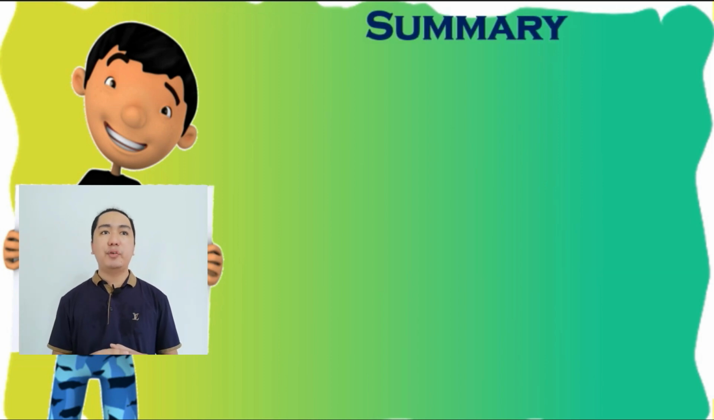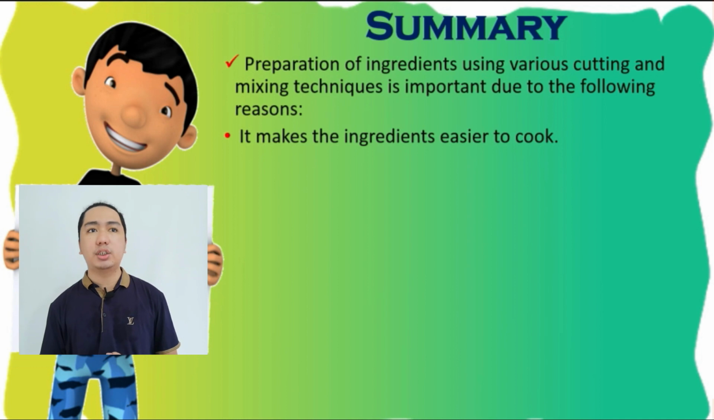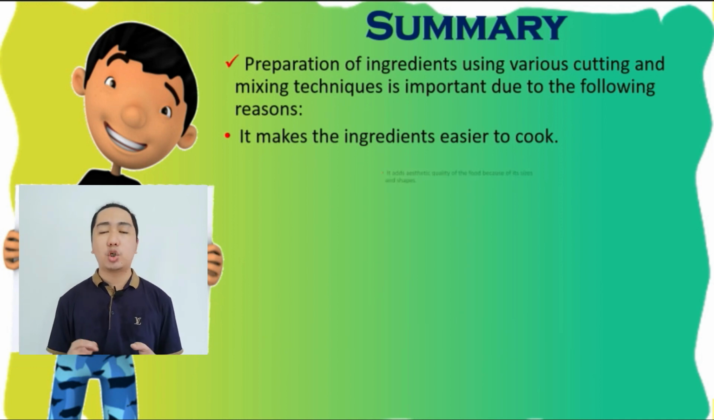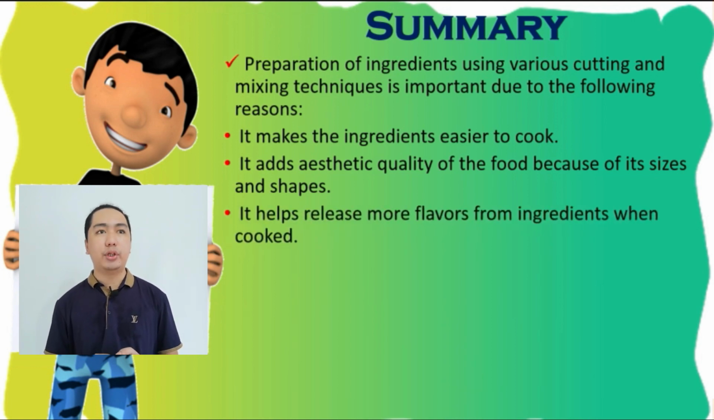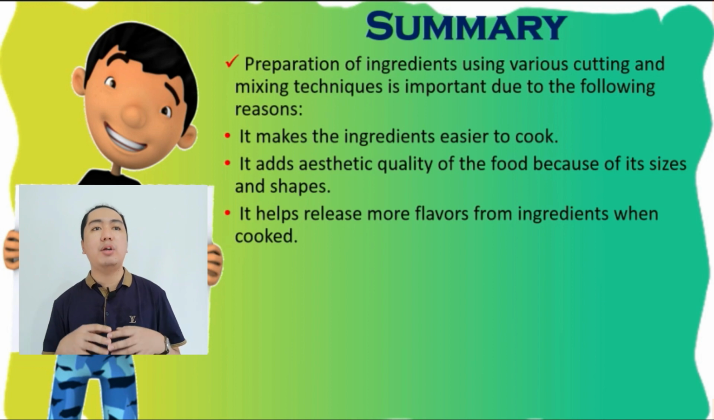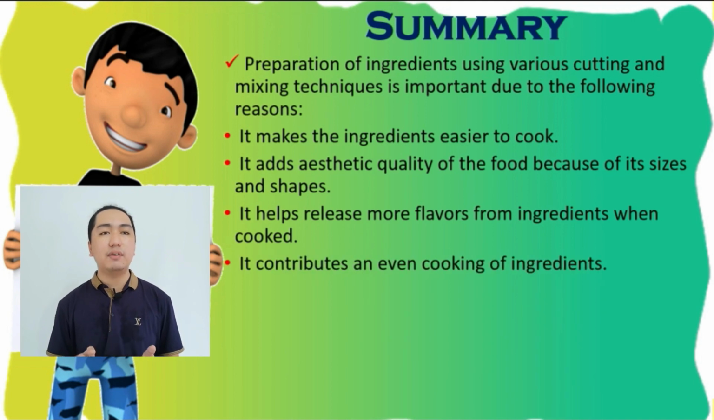So now let's have the summarization. Preparation of ingredients using various cutting and mixing techniques is important due to the following reasons. First, it makes the ingredients easier to cook. Second, it adds aesthetic quality to the food because of its sizes and shapes. Third, it helps release more flavors from ingredients when cooked. And next, number 4, it contributes to even cooking of ingredients.